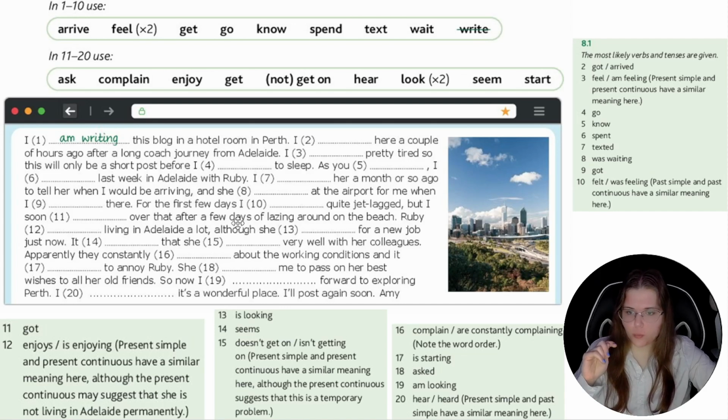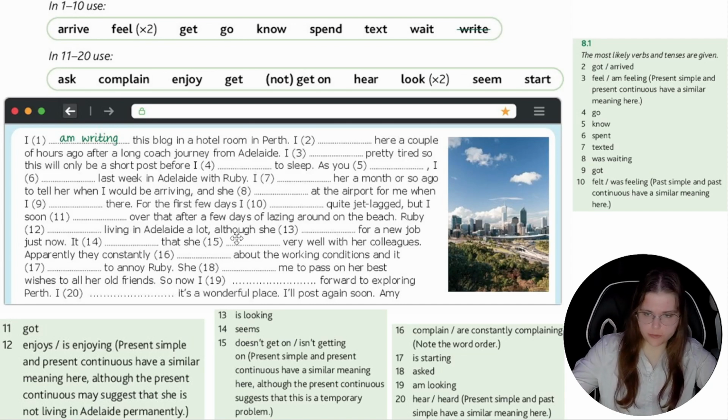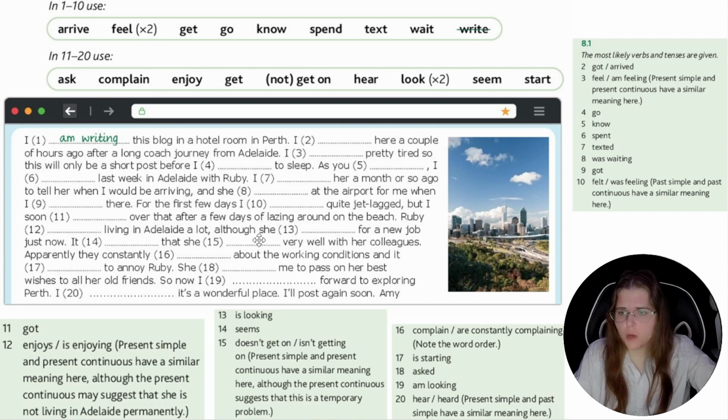Past simple. Ruby enjoys or is enjoying living in Adelaide a lot, although she is looking for a new job just now. She is looking for a new job right now, just now, at the moment, present continuous. And here, she enjoys if she lives there, if she always lives there, but if it's just a temporary situation, so she is living, she is enjoying.